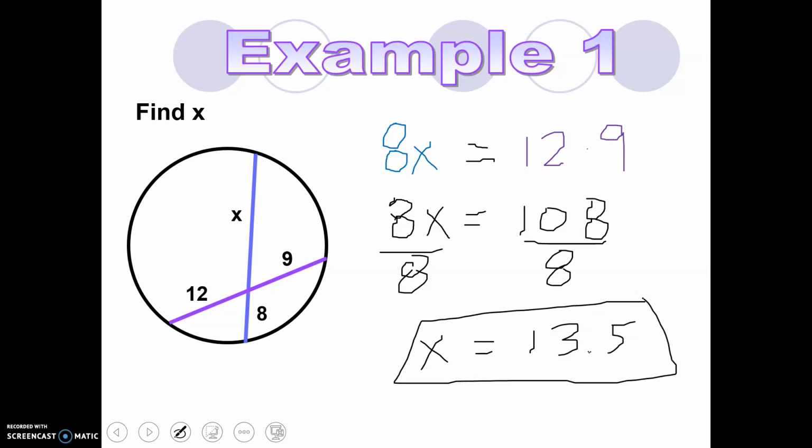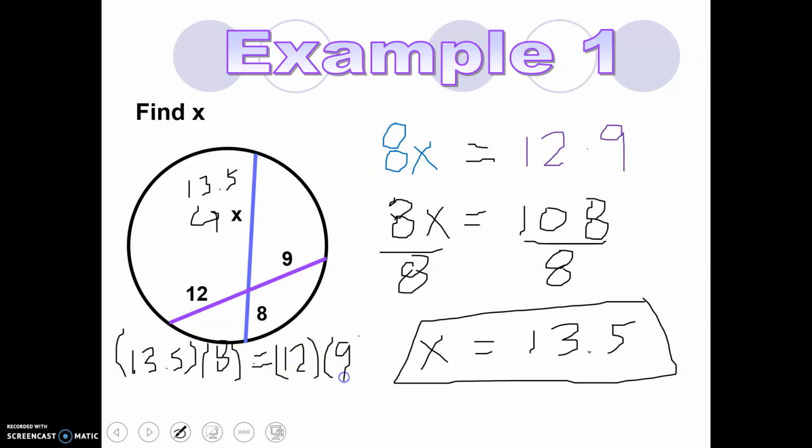Now, if you want to check your answer, you can plug in 13.5 for x here, and the product of 13.5 times 8 should equal the product of 12 times 9. So let's just go ahead and try that out. 13.5 times 8 should be equal to 12 times 9. Excuse the sloppy writing as I get adjusted to this new way of teaching. But this is 108. 12 times 9 is 108. So that answer checks out.